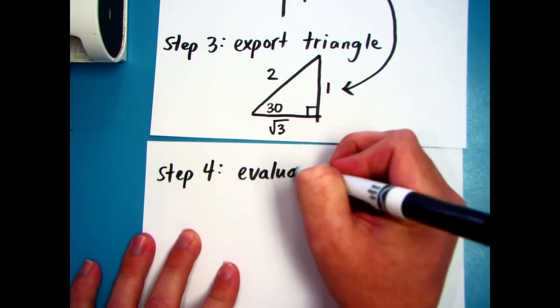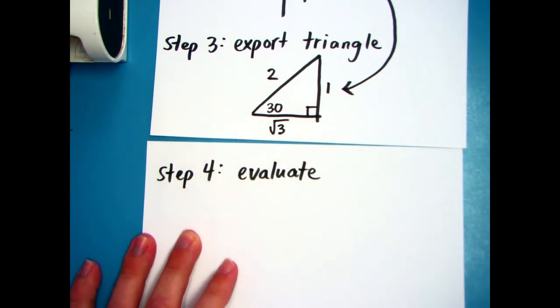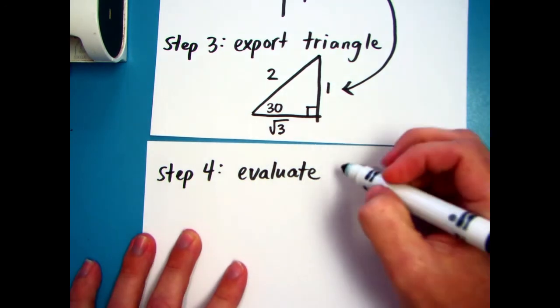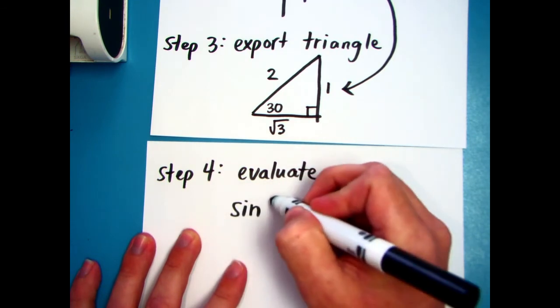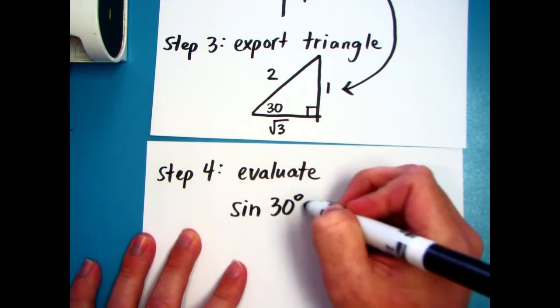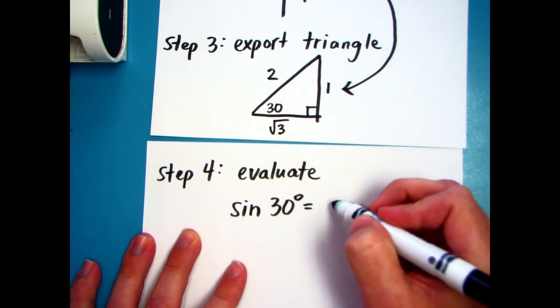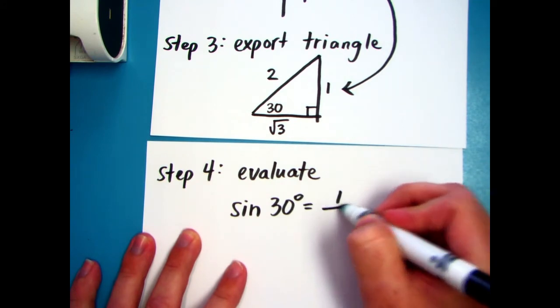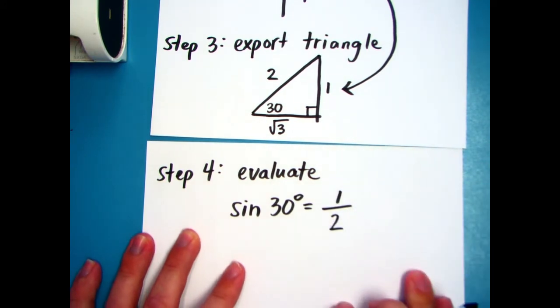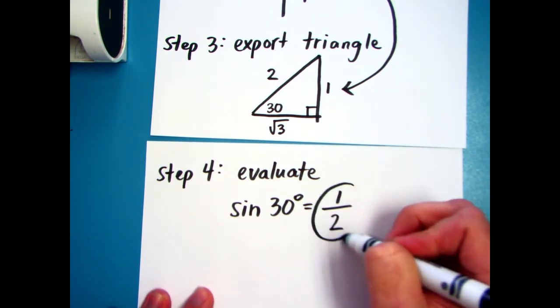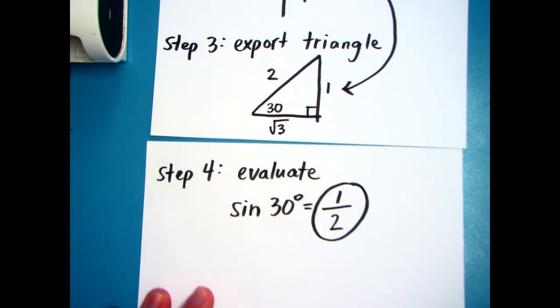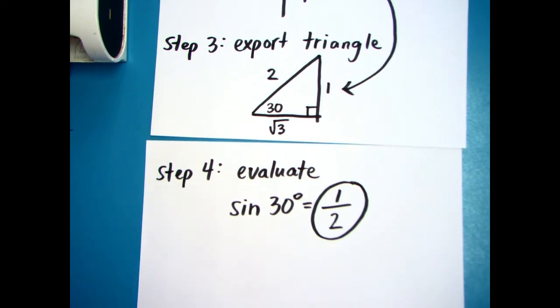Last step is to evaluate the trig function of that innermost angle. That's going to be our reference angle. For this problem, I wanted the sine of 30 degrees. We know sine to be opposite over hypotenuse. So the sine of 30 degrees is 1 over 2. That is my final answer.